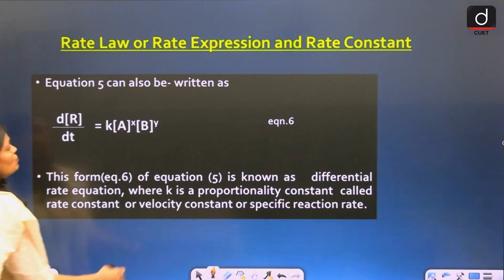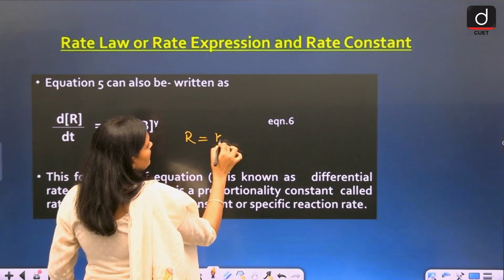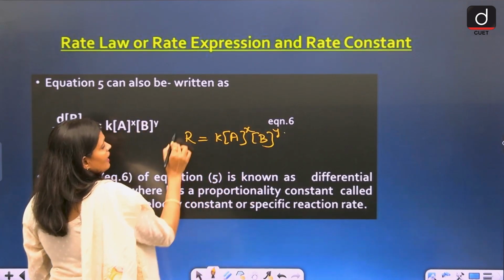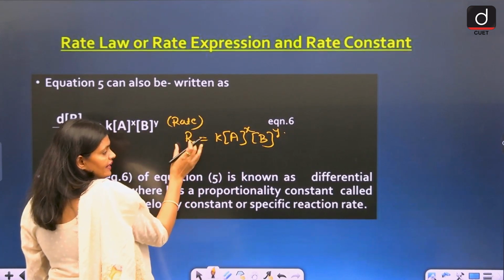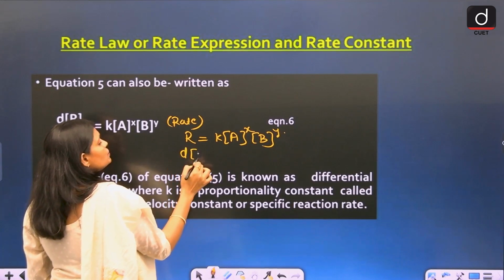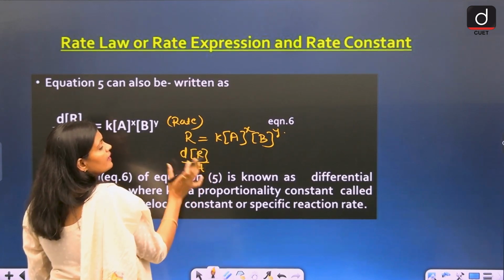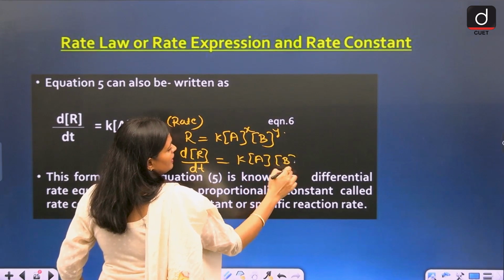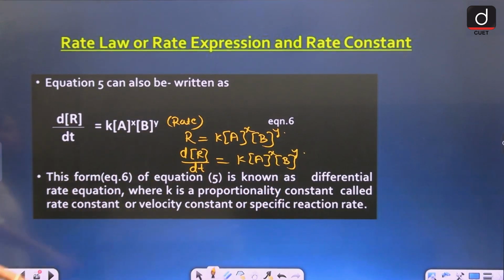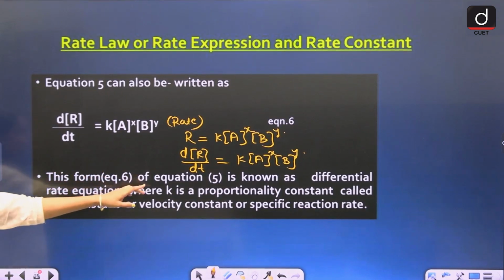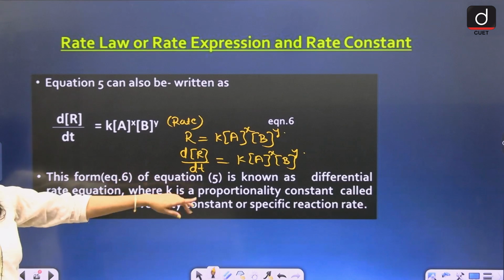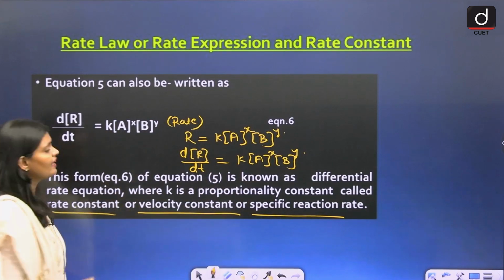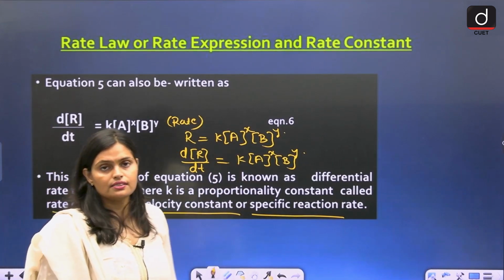So now the reaction: R is equal to k [A]^x [B]^y. What is this R? R is your rate only. And how do you define the rate? Rate defines the change in concentration per unit time. So dx/dt is equal to k [A]^x [B]^y. This form of equation is known as the differential rate equation, where k is the proportionality constant, which is called the rate constant, velocity constant, or the specific reaction rate.